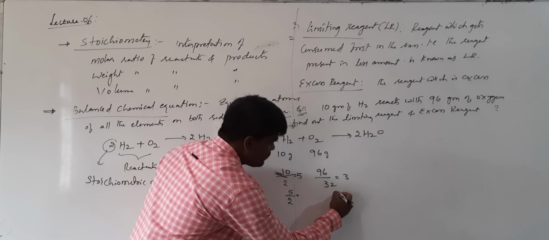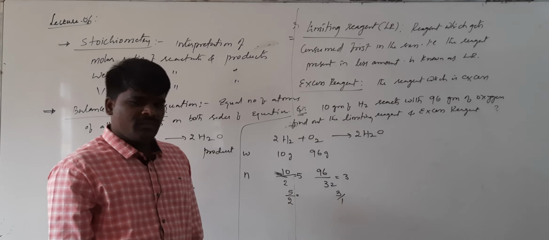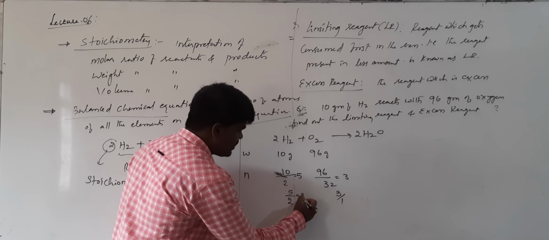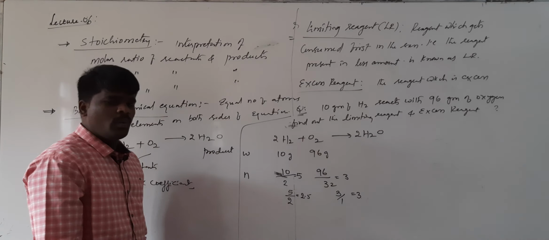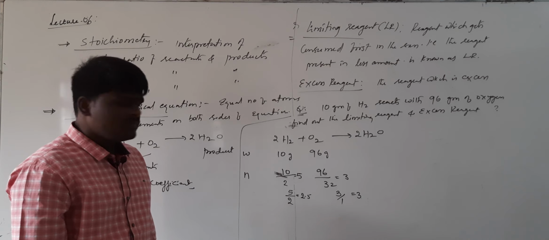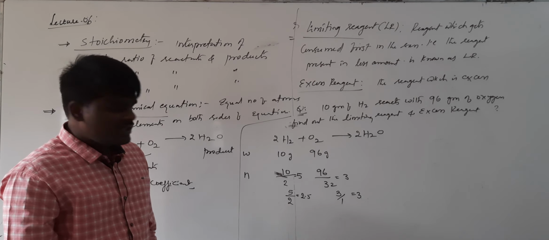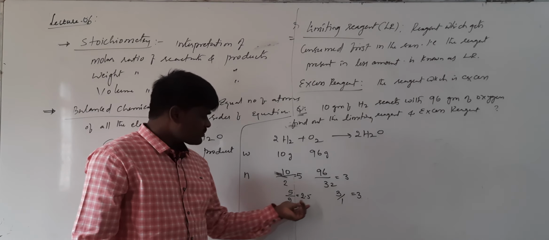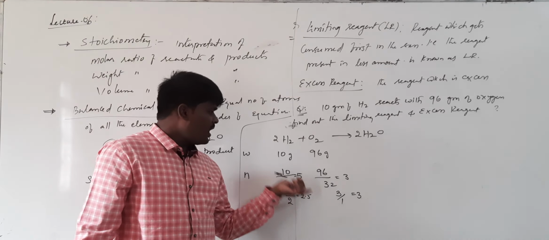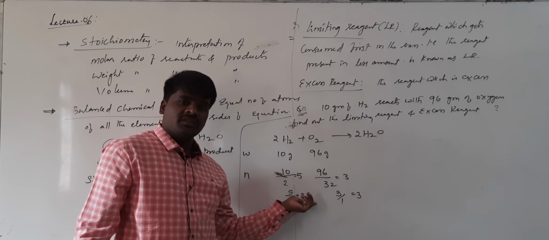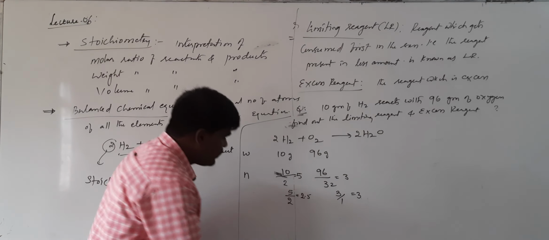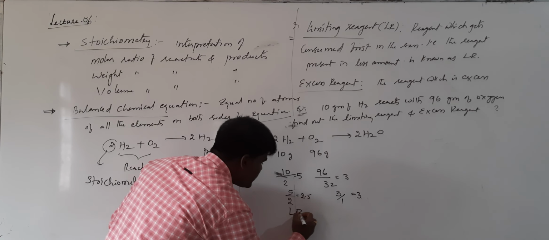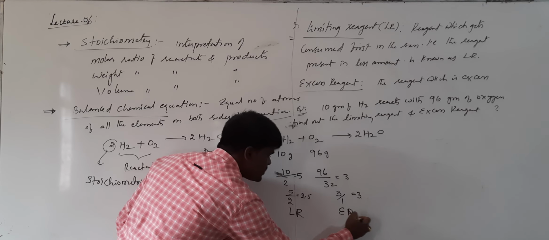Here the stoichiometric coefficient of oxygen is 1, so 3 by 1. That means here the number of moles, how much does it come? For hydrogen, 2.5; for oxygen, 3. Now which is the limiting reagent here? There are a total of 2.5 relative moles of hydrogen going to participate in the reaction, whereas 3 moles of oxygen are there. So we call hydrogen the limiting reagent and oxygen the excess reagent.